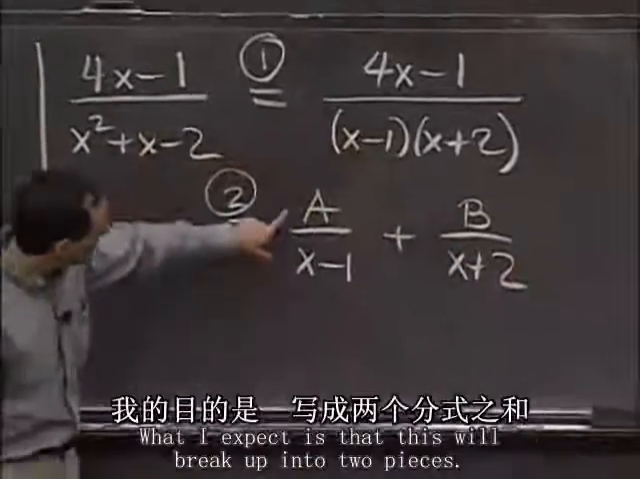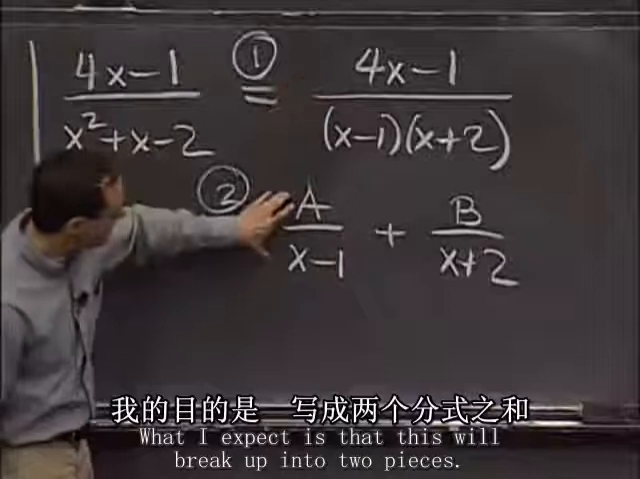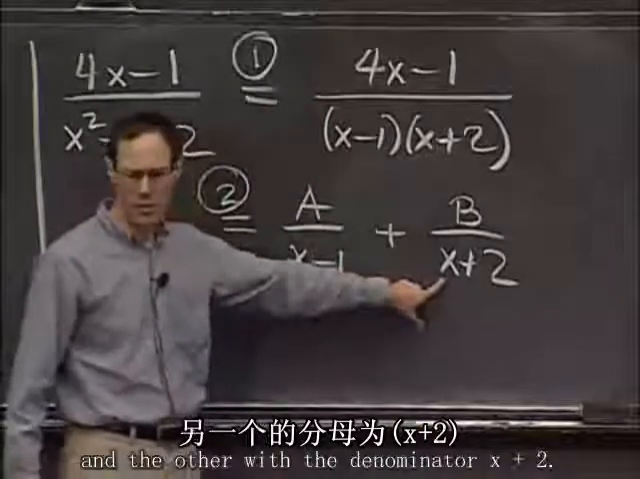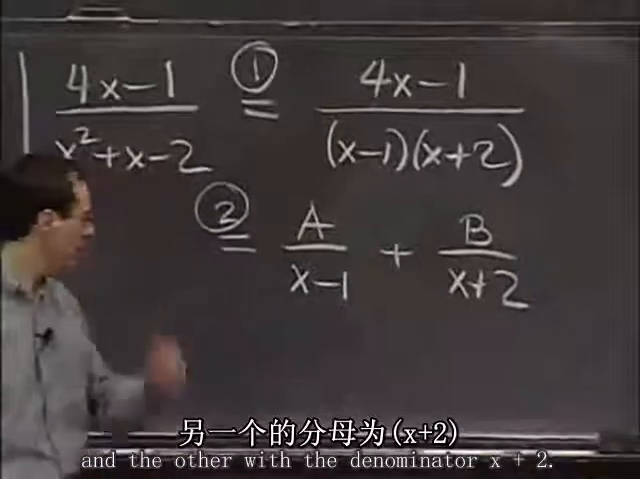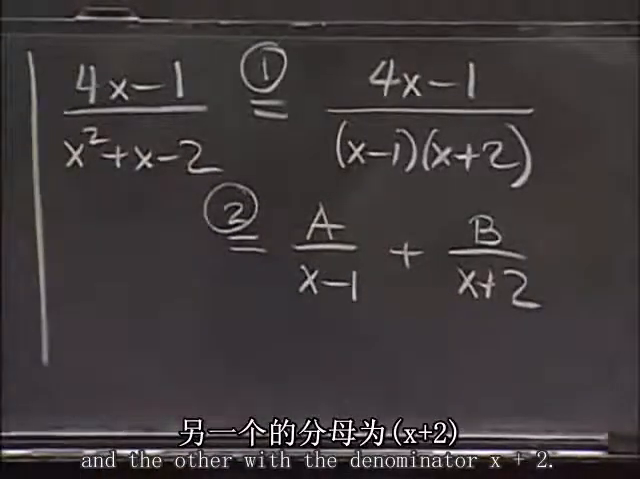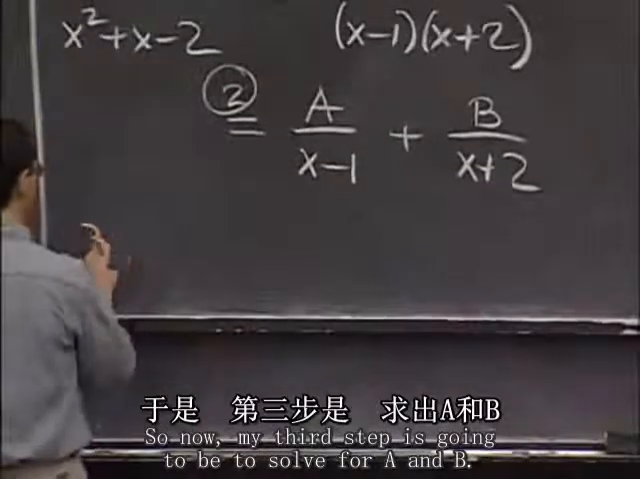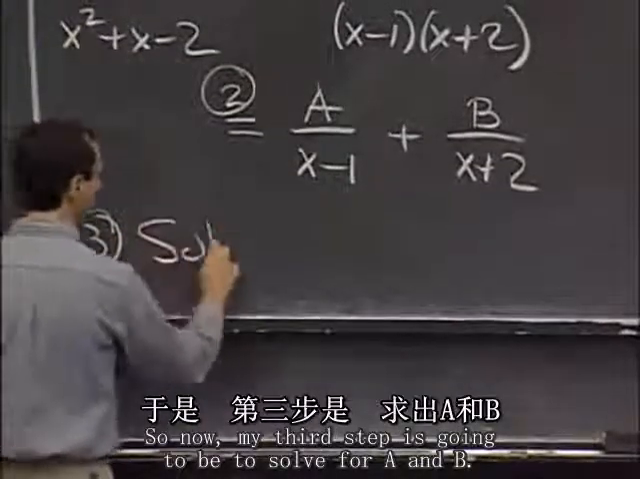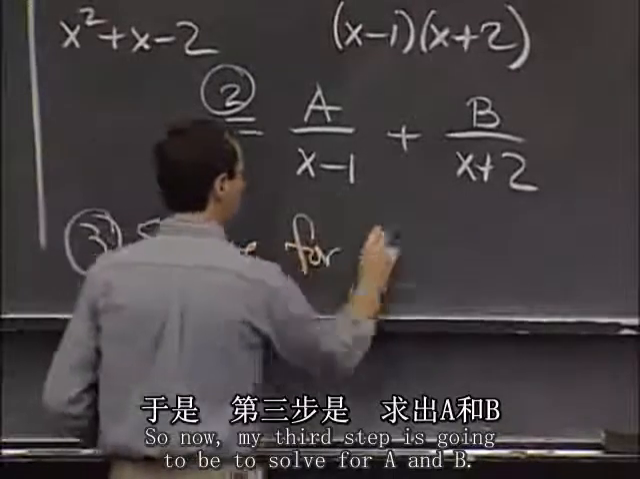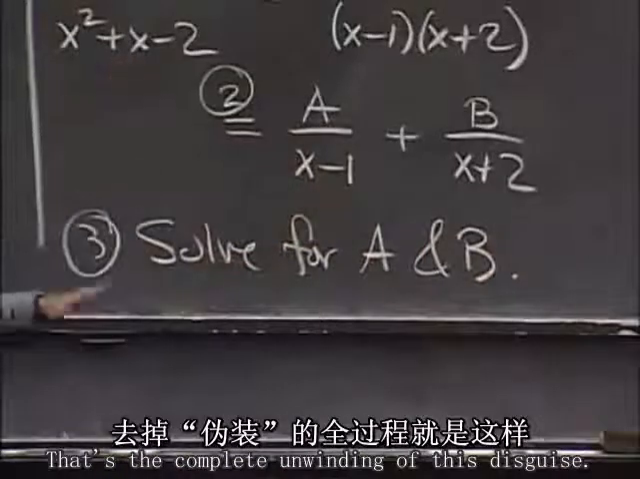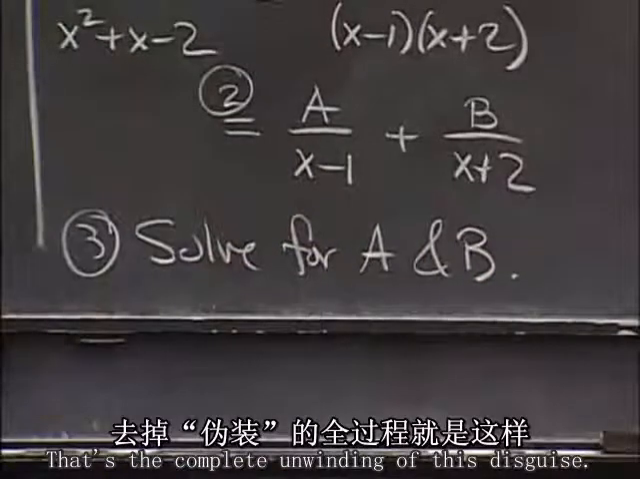What I expect is that this will break up into 2 pieces, one with the denominator x minus 1 and the other with the denominator x plus 2. Okay? So now my third step is going to be to solve for A and B. And then I'm done if I do that. That's the complete unwinding of this disguise.